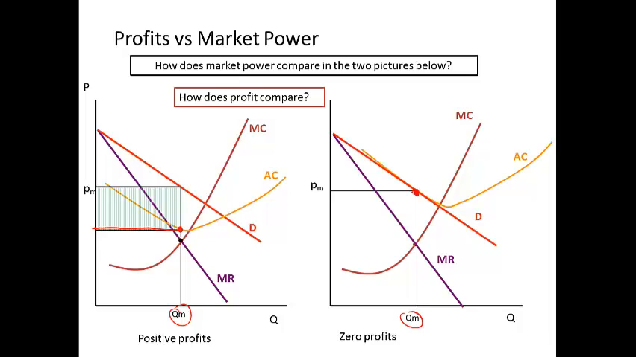Now, what's the point of all this? The point is that market power tells you something about markups, but profits depend also on fixed costs, which determine average costs. So you could have equal amounts of market power, but very different amounts of profit. So they're related ideas, but they're not the same.